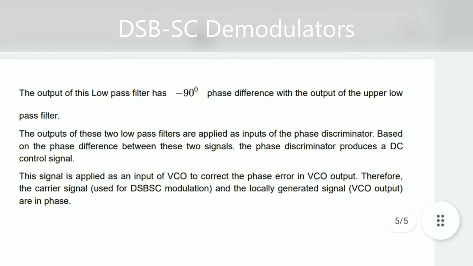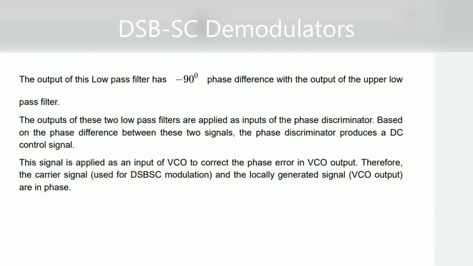Next, the outputs of these two low pass filters are applied as input to the phase discriminator. What is the meaning of phase discriminator? The phase discriminator will discriminate between the two phases of the signal, the phase difference of the signals. So it will produce a DC control signal, that is the pure message signal.